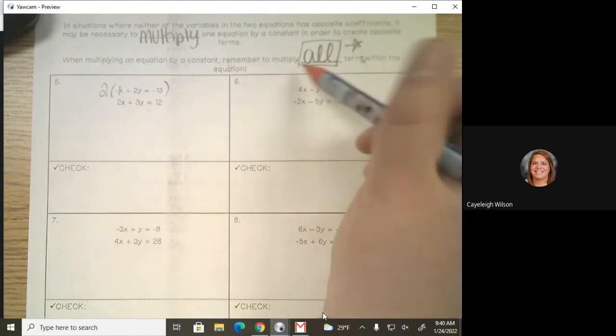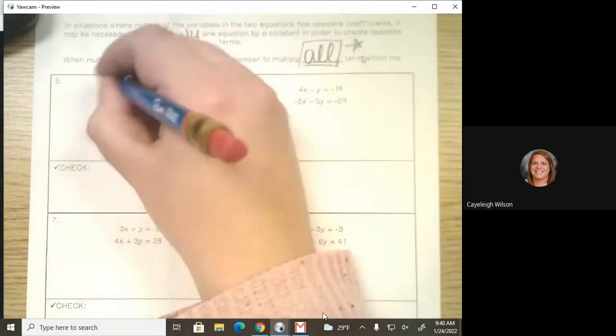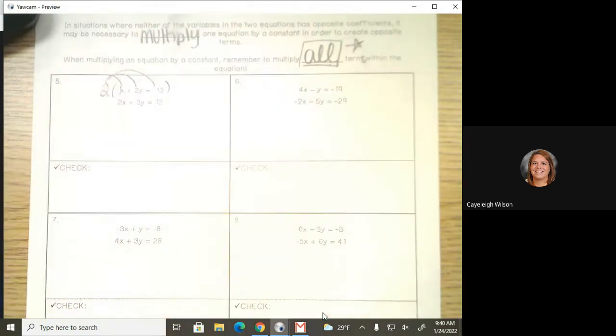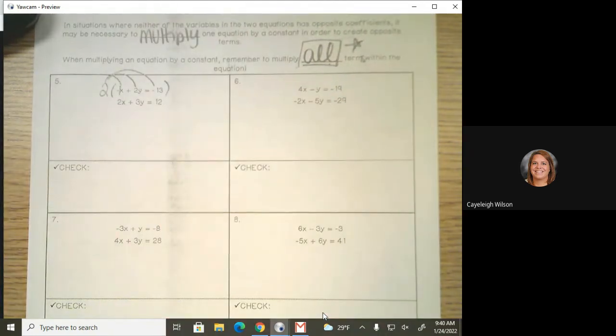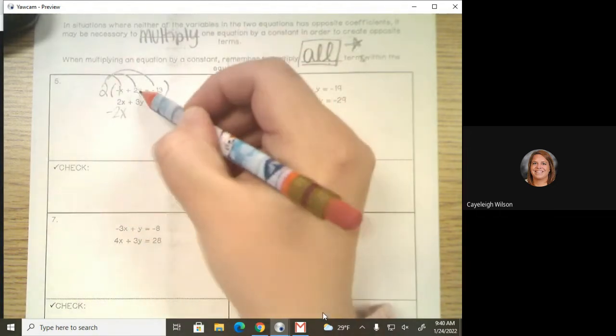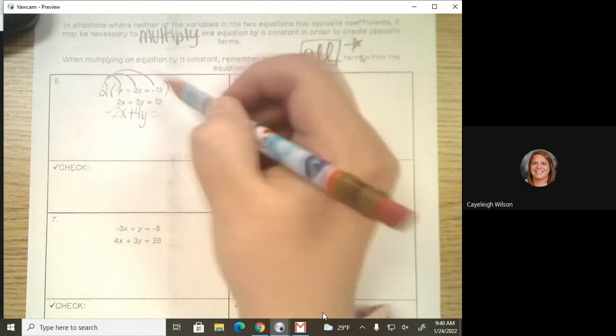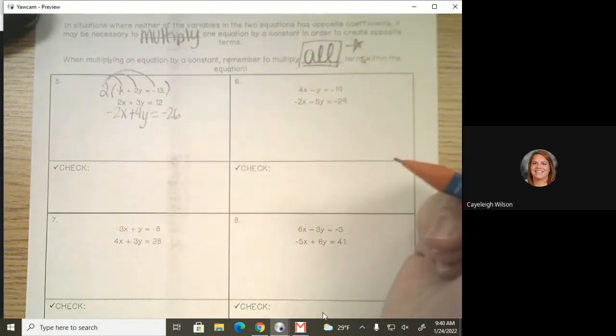And here's where it says, remember to multiply all terms within the equation. So I'm going to multiply all 3 of these terms by 2 because I'm just making another equivalent equation. I'm changing everything, but it's still an equivalent equation. So that'll be negative 2x. 2 times 2y is 4y. And 2 times negative 13 is negative 26.